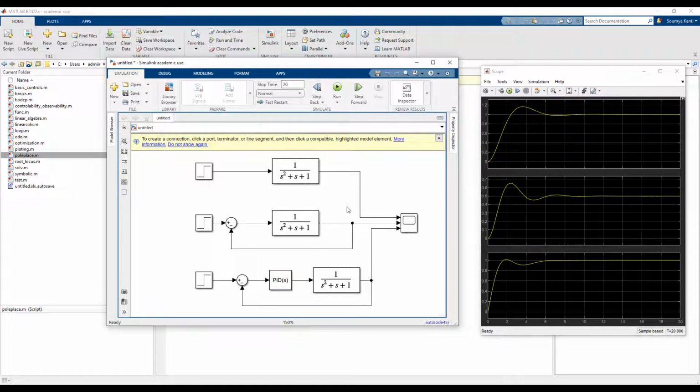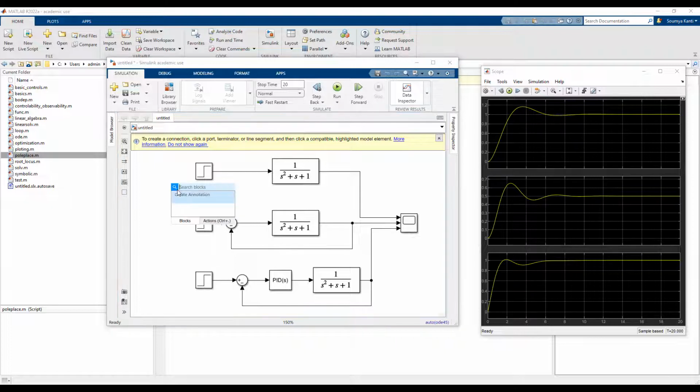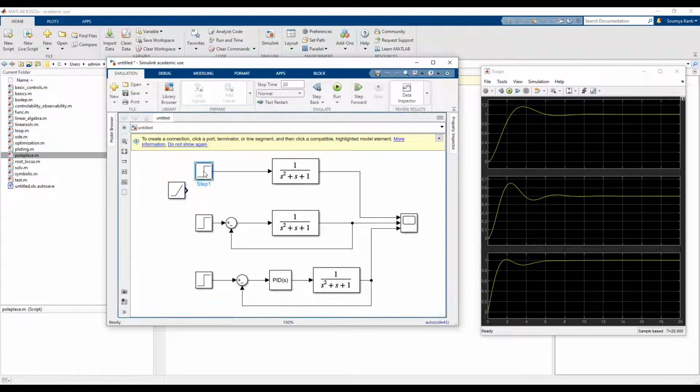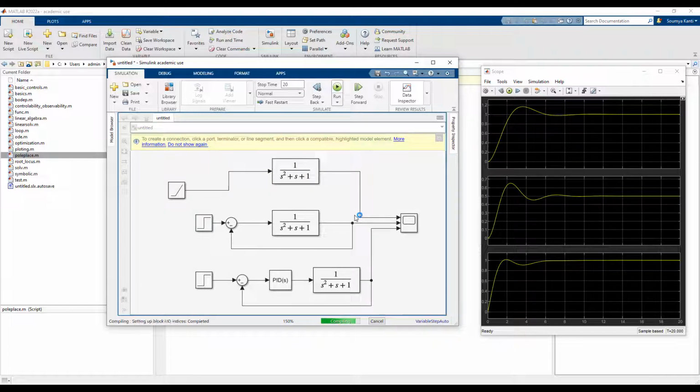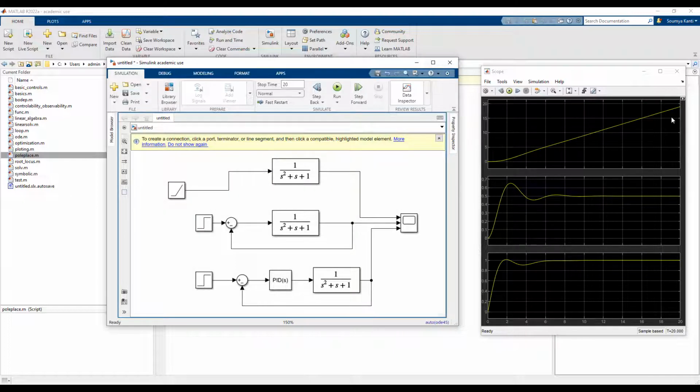So this way you can actually use Simulink, and not just for step response, you can even have ramp response. So if you have a ramp input, suppose I just want to see what the response is for this particular system. So this is the ramp response of the system.